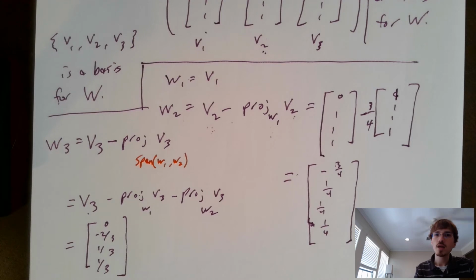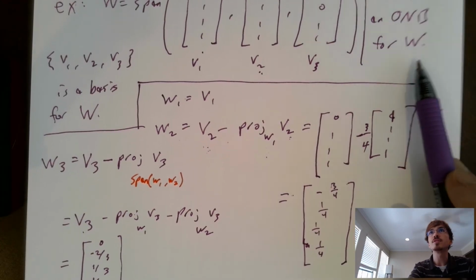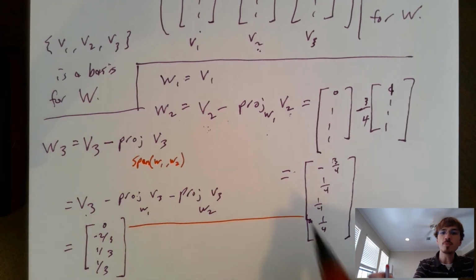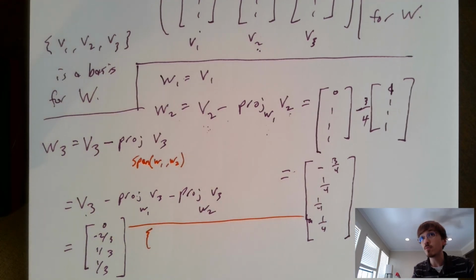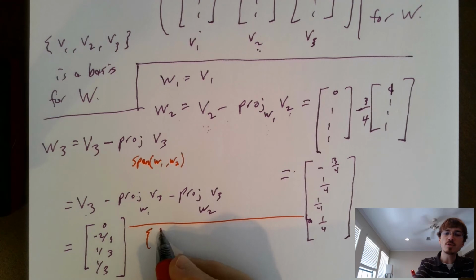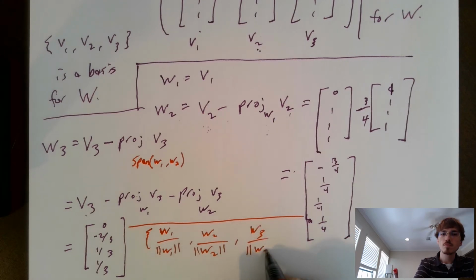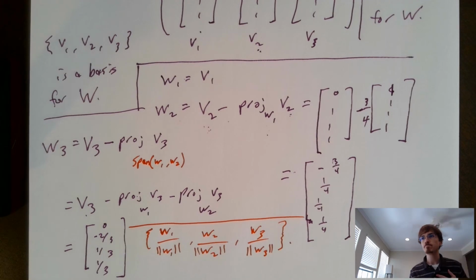And how do we now construct an orthonormal basis? We know that the set W1, W2, W3 certainly forms an orthogonal basis, right? But how do we construct an orthonormal basis? We take each of the elements of our orthogonal set and we divide by its magnitude. And that's kind of exciting. This gives rise to something called the Gram-Schmidt algorithm.